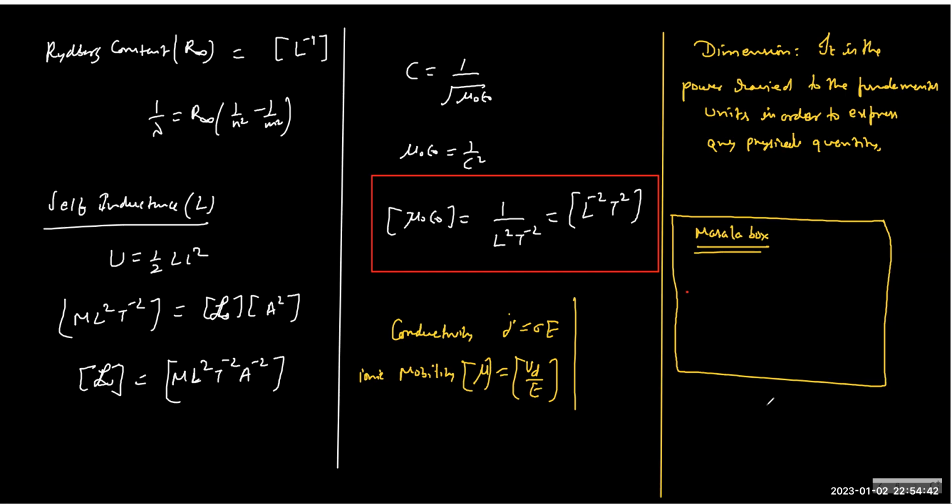Oh, we forgot the capacitance. Capacitance, what is the dimension? Tell me. Which formula is best? Q equals CV. So the dimension is M L square T minus 2.